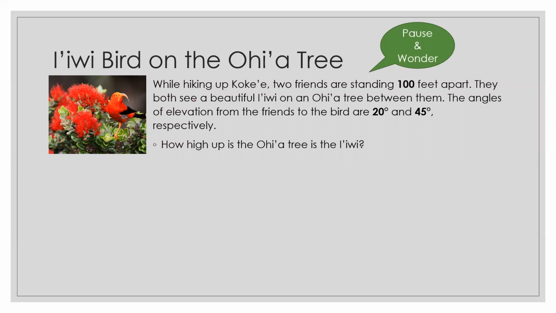Okay, and the angles of elevation from the two friends to the bird are 20 and 45 degrees, respectively. How high up the tree is the bird? Okay, so pause and draw the picture.